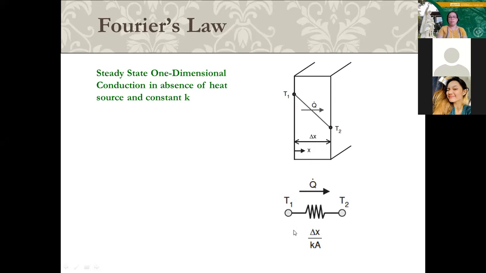Now, what about this delta X over K times A? This is actually the resistance to heat transfer. The resistance to heat transfer is this particular set of variables and parameters. So you have delta X, the thickness of our slab, A, the cross-sectional area perpendicular to the direction of heat transfer, and K, which is a constant, a characteristic of your solid. Now, the rate of heat transfer in this particular flat slab is given by this formula, which was shown to you in the previous slide.